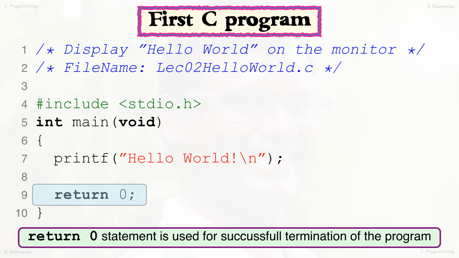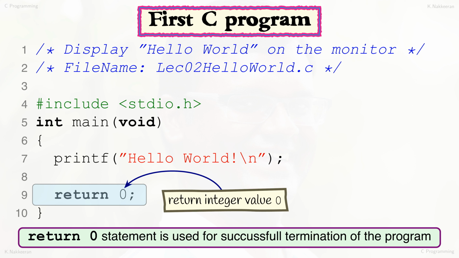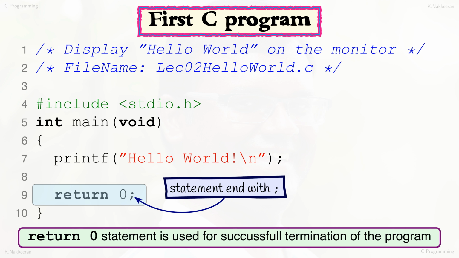Line 9 is the return statement for the function main. Return value 0 is used for successful termination of the program. Note that this statement also ends with a semicolon.